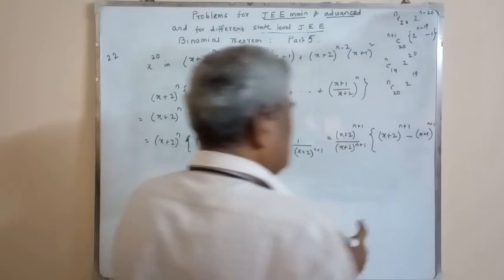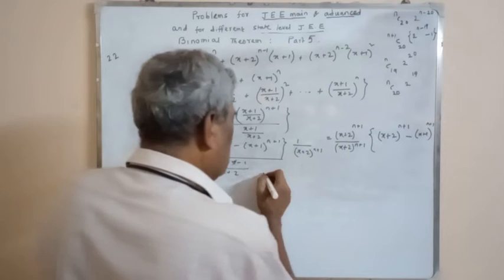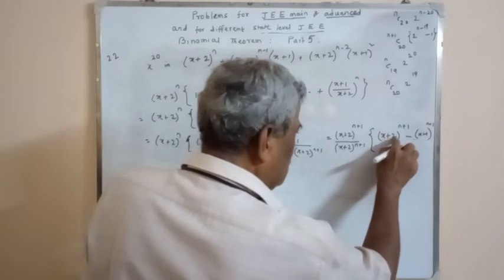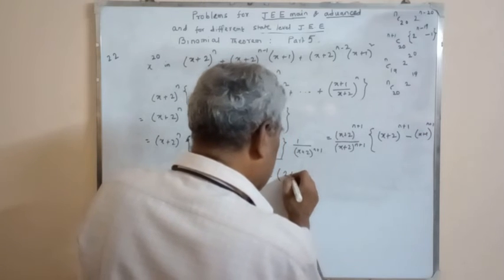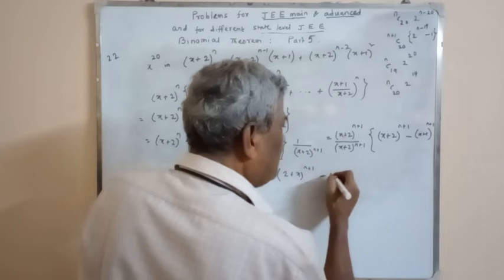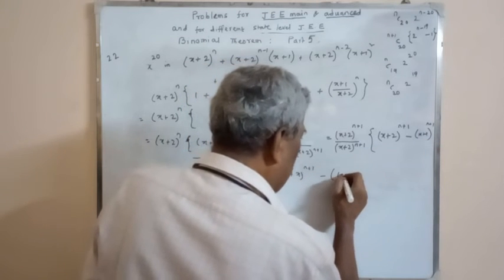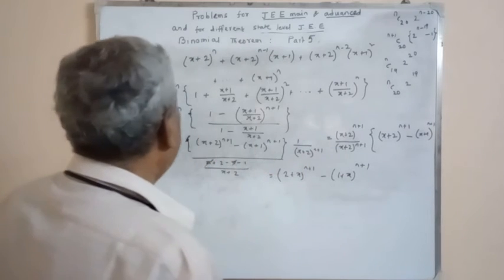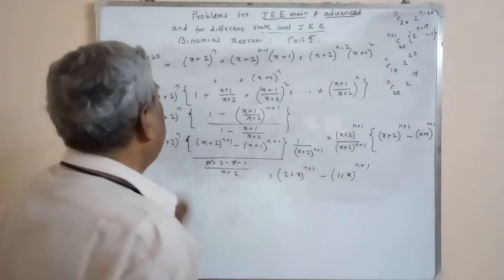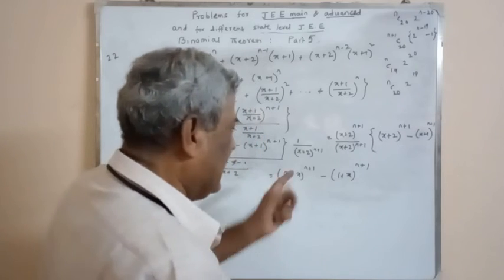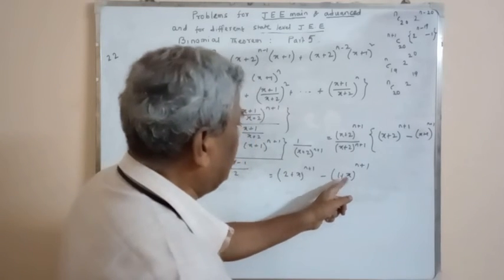Now these two cancel. So actually it is equal to (x plus 2) to the power n plus 1 minus (1 plus x) to the power n plus 1. From there we have to collect the coefficient of x to the power 20. X to the power 20 will be there in both.